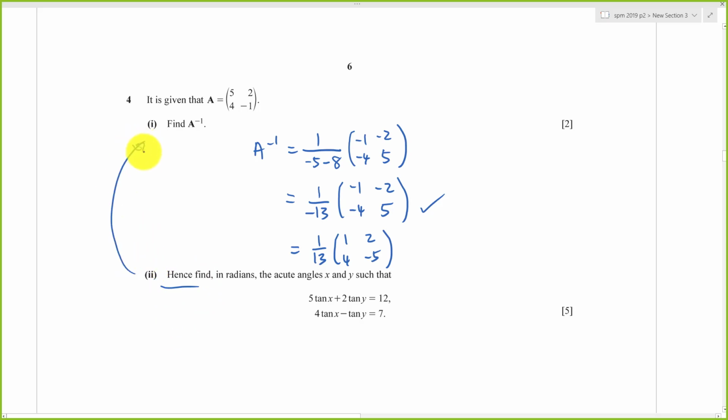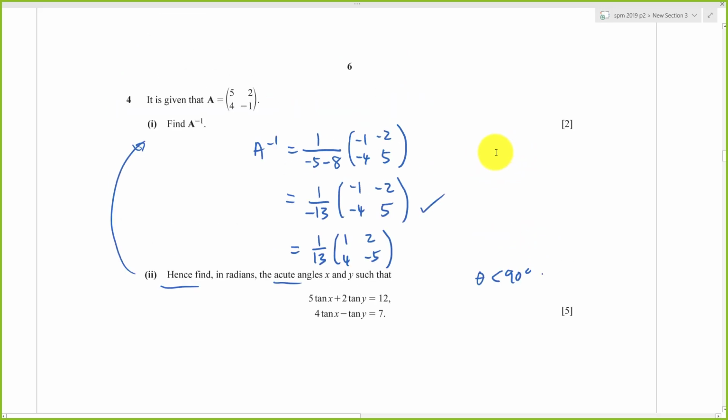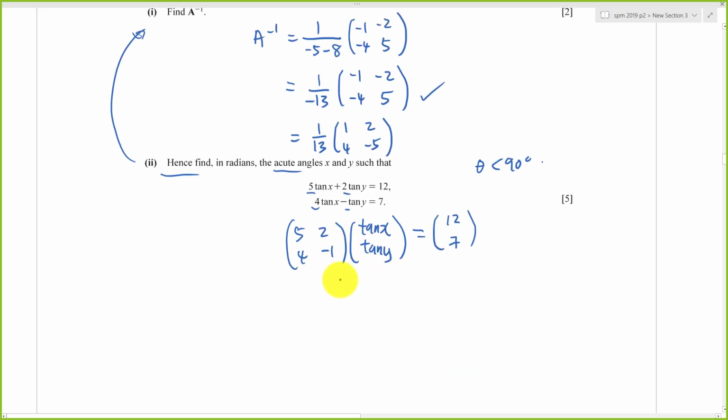So they ask you to find the acute angle of x and y. Acute angle basically means the angle should be less than 90, between 0 and 90. So you need to find some similarity here. In order to get this, I see that the coefficients are the same: 5, 2, 4, negative 1. And I see tangent x first, then only get the tangent y. I get 12, 7.